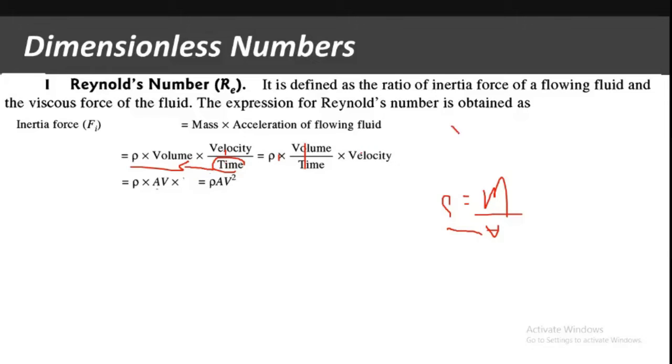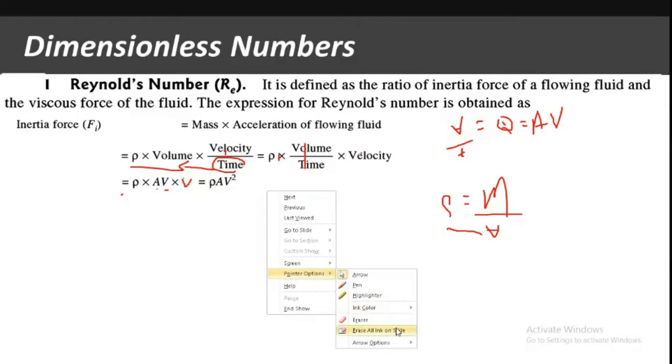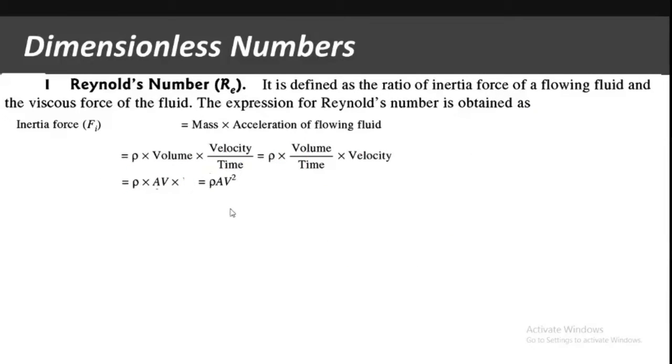Now we know volume upon time is nothing but discharge. So that equals rho into discharge into v, and we know discharge equals the product of area into velocity. So it is rho into A v into v, so it is rho A v square. So how much is the inertia force? Rho A v square. You have to remember that inertia force equals rho A v square, and in further definitions also rho A v square will remain.